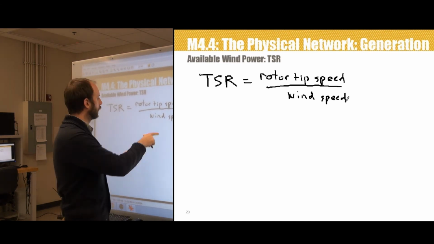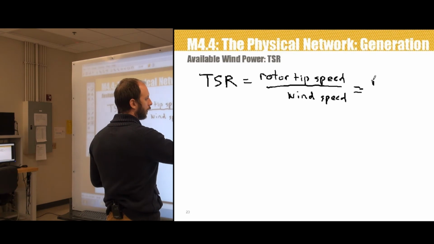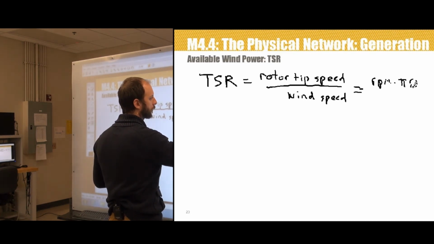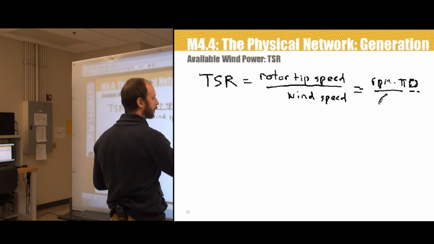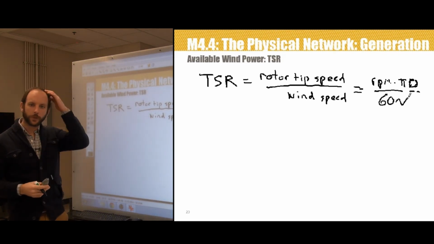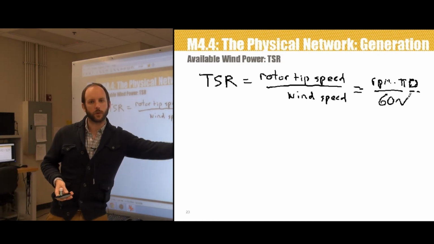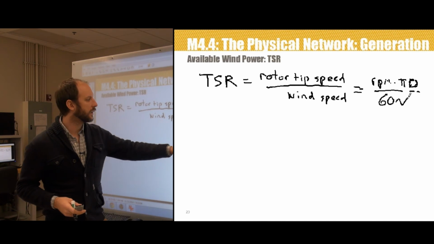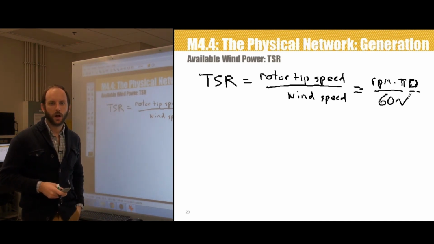Rotor tip speed TSR is RPM times pi times the diameter of the rotor, divided by 60 times the wind velocity, is the formula that we're using. RPM is the rotor speed in revolutions per minute. D here is the rotor diameter in meters. V is, again, the upwind speed of the turbine, in meters per second.